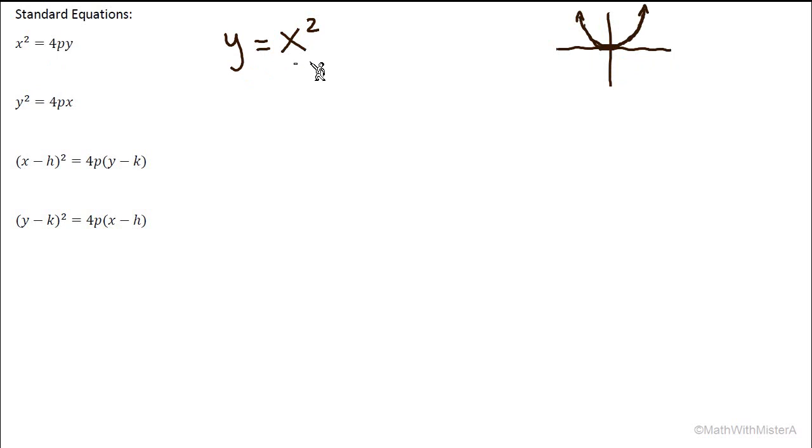So comparing these two equations, we can see that in this equation right here, what is 4p? Well, this is a coefficient of 1. So we're saying that 4p equals 1, so p is 1/4. That tells us that the distance for this parabola from the vertex to the focus is 1/4. And the distance down to the directrix below is also 1/4. So for our standard parabola y equals x squared, p equals 1/4.